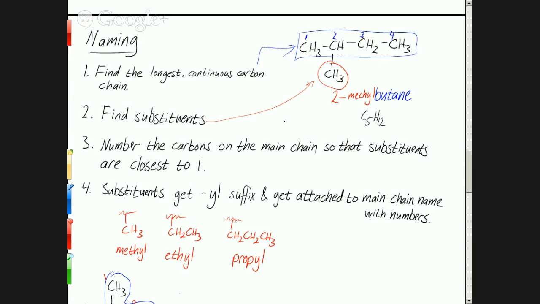So we found our chain, we found our substituents. Now we're going to number the carbons so the substituent is closest to 1. Does it matter which side we start on here? No, it doesn't, because that's right in the middle. So we'll start here, 1, 2, 3, 4, 5. 5 carbons gives us what name? Pentane.